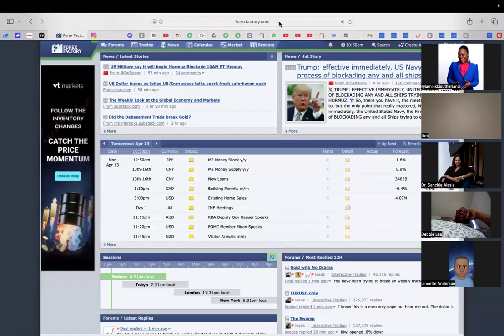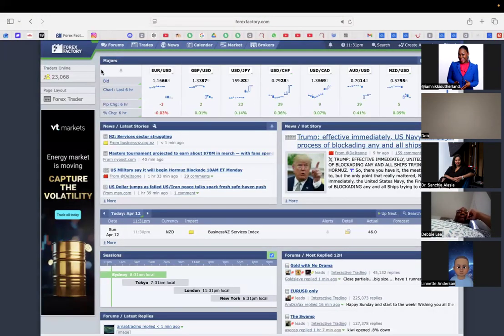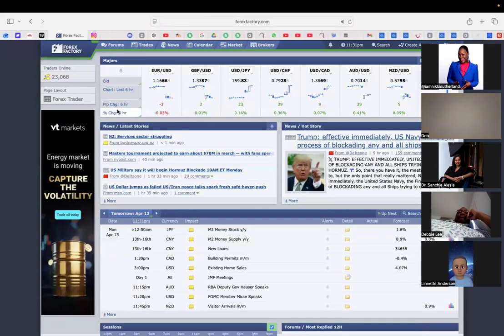Second rule, forexfactory.com. Every single one of us should be checking forexfactory.com, making sure we're looking at the date. Make sure the date and the time for your time zone, your country, is correct. Very, very important that you have that set. All right, so in the UK right now, it is 11:31 p.m.